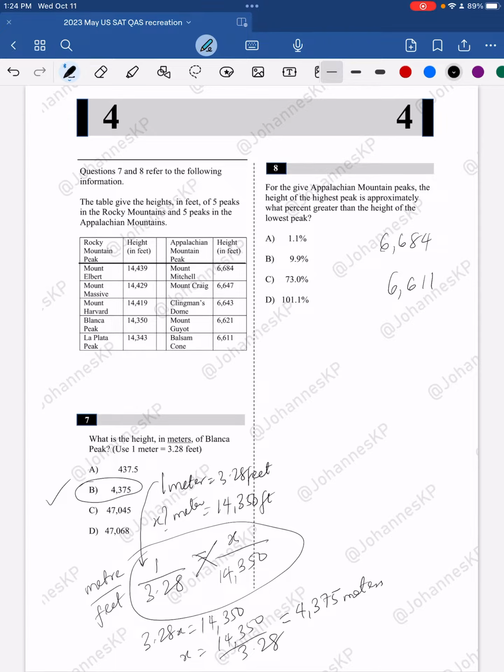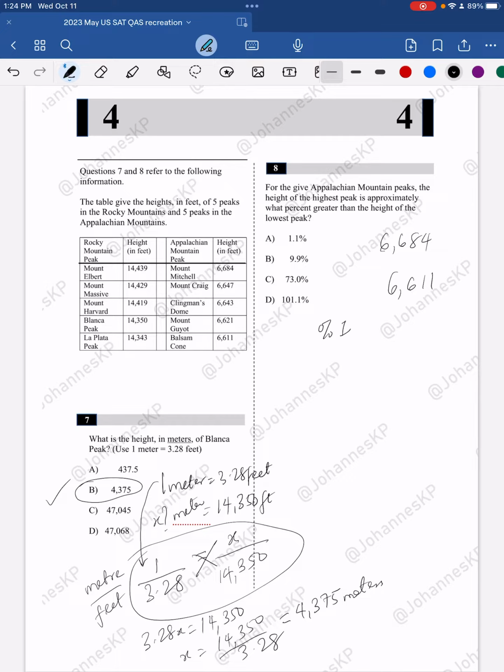6,611. So the question is, by how many percent is this one greater than this one? So the question is pretty much a percent increase or decrease question. Because it's an increase from 6,611 to 6,684, we're going to calculate a percentage increase. So how do we do that?